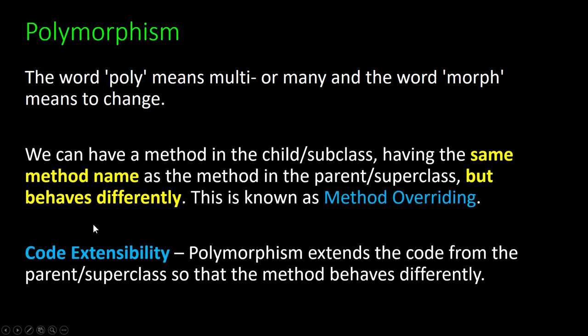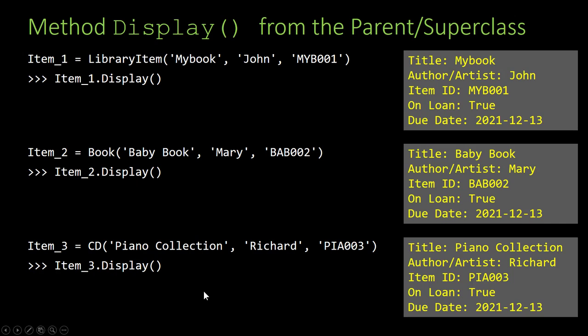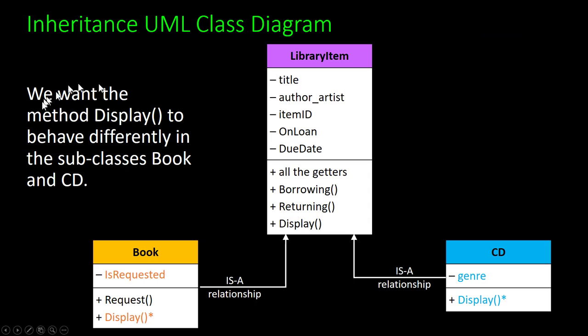Instead of writing new code for the subclass, we will use the code that exists in the parent's class and extend it so that it will behave differently in the subclass. You have seen just now, all the three objects using the parent's method will display the same sets of information, but we want the display for the subclasses to behave differently from the parent's class.